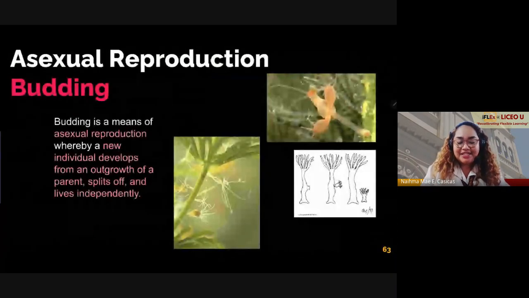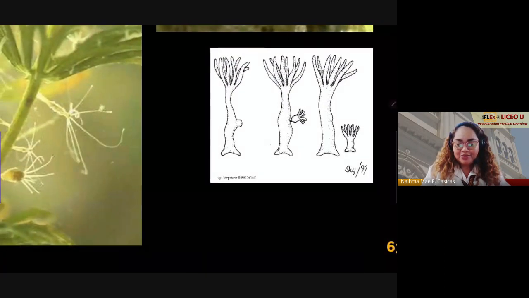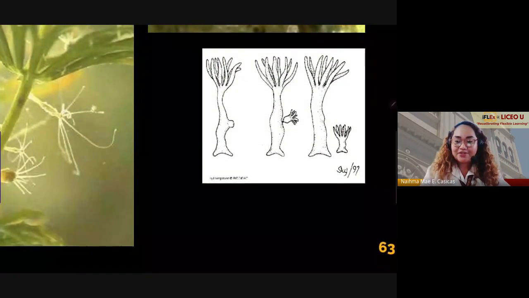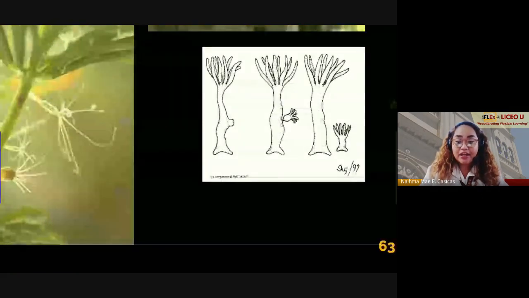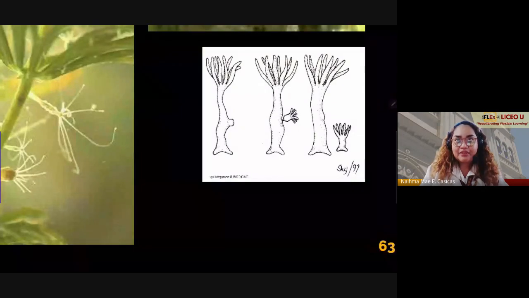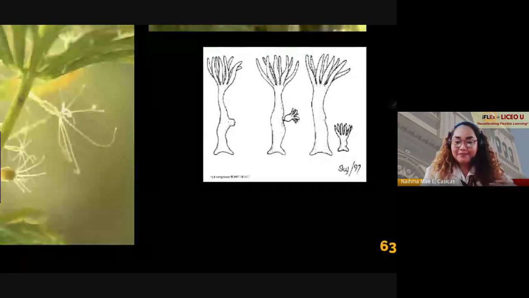The next type is budding. Now, budding is mainly done by your water hydras. These water hydras are really small organisms that are found in the depths of your freshwater ponds or freshwater bodies of water. So what happens here?